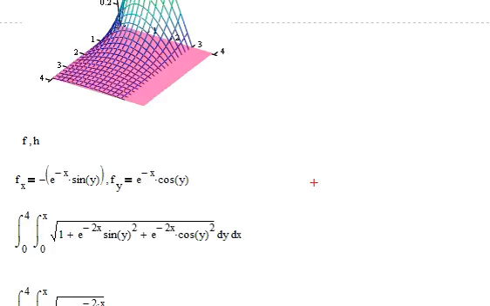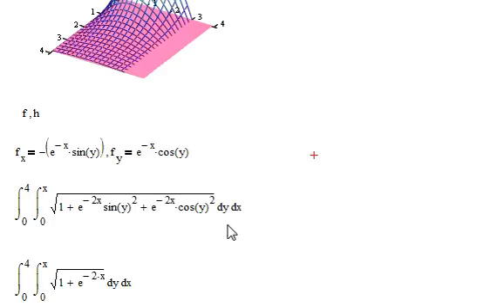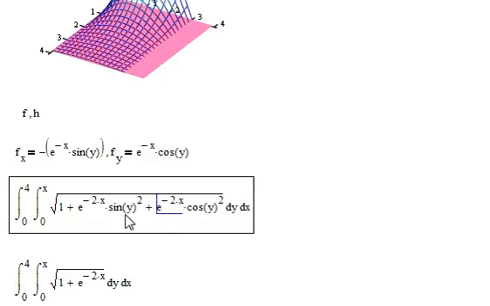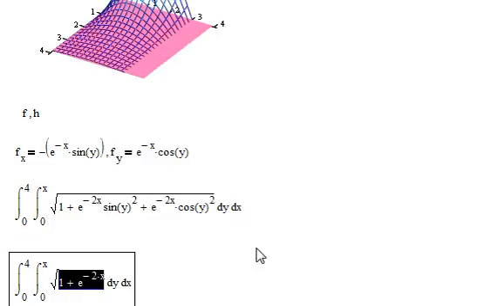Now, this is a bear of an integrand, but it does simplify very nicely, because this sine squared plus cosine squared factors out and gives you 1. So we got the square root of 1 plus e to the negative 2x dy dx. Y goes from 0 to x as we described this triangle, x going from 0 to 4.